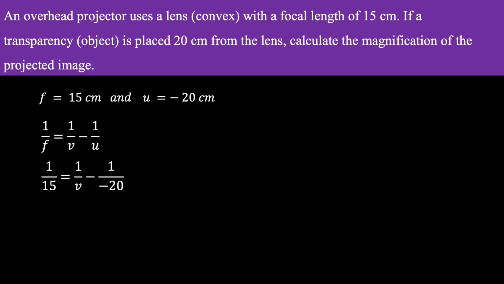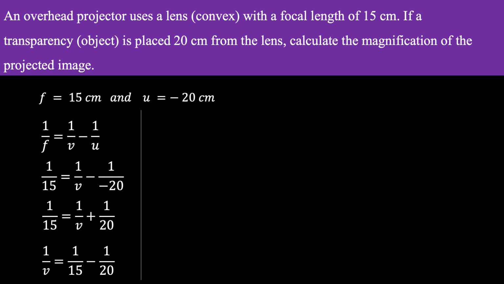1 by 15 is equal to 1 by V minus 1 upon minus 20. Therefore 1 by 15 is equal to 1 by V plus 1 by 20. Writing the equation in terms of 1 by V now. 1 by V is equal to 1 by 15 minus 1 by 20. Therefore 1 by V will be equal to 4 minus 3 divided by 60.